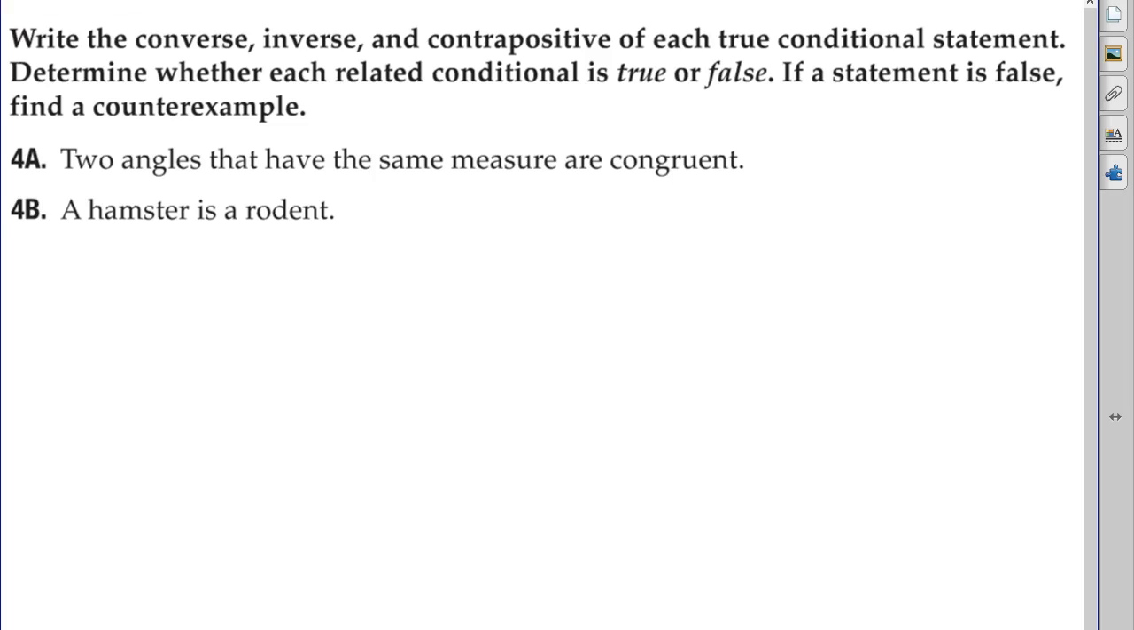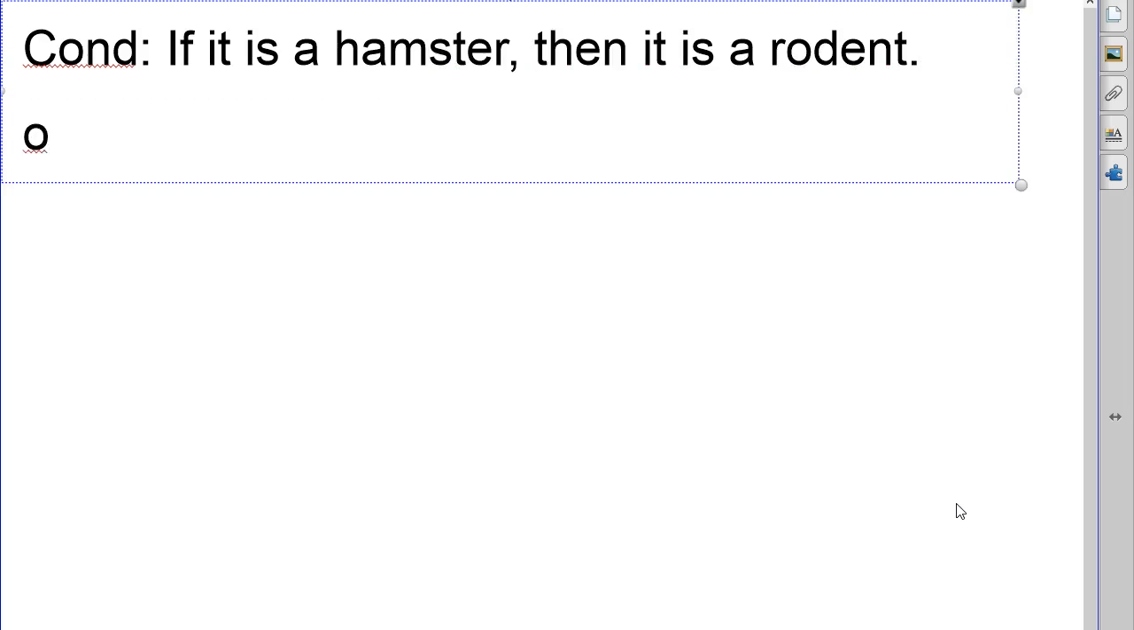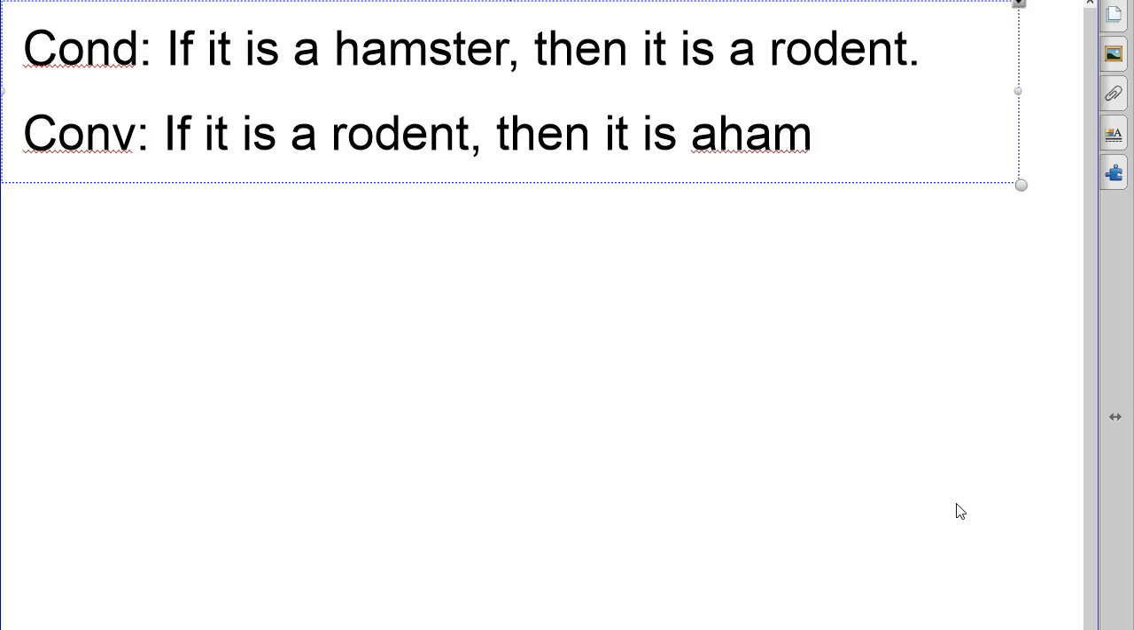Okay, I'm going to do number 4b because 4a is true, so it doesn't matter. But 4b, a hamster is a rodent. Okay, I'm going to say if it is a hamster, then it is a rodent. That's my initial statement. That'll be the PQ. So the conditional: if it is a hamster, then it is a rodent. The converse would be switched. It would be if it is a rodent, then it is a hamster.